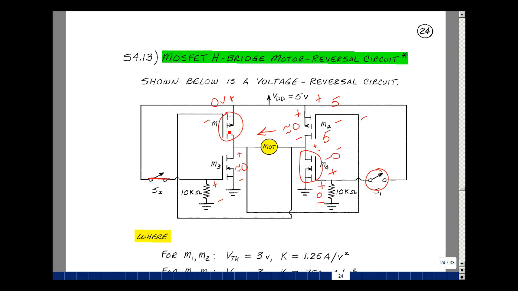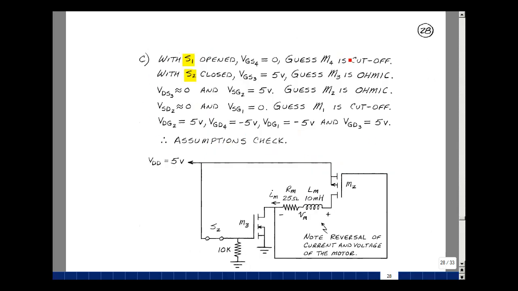Let's find this transistor. Let's find the drain to gate. This is sitting at 0 volts, and this is sitting at 5 volts. So we're going to get minus 5 volts again. Both are less than threshold. That's in cutoff. And then lastly, transistor 3. Let's find the gate to drain. Gate's sitting at 5. The drain's sitting at 0. It's got 5 volts across here. So we are in the ohmic region. Let's go back to page 28. We've now done all the things that are here. Our assumption checks.